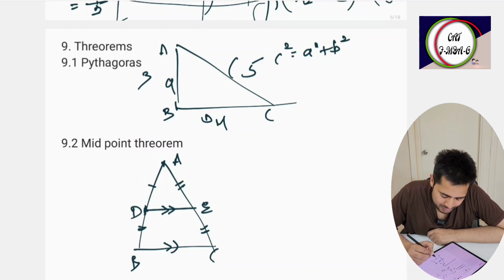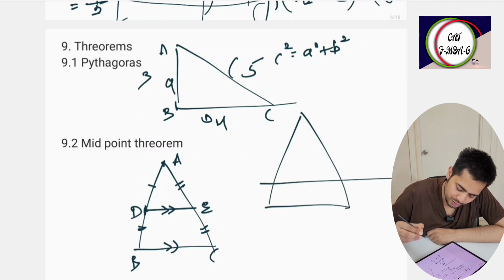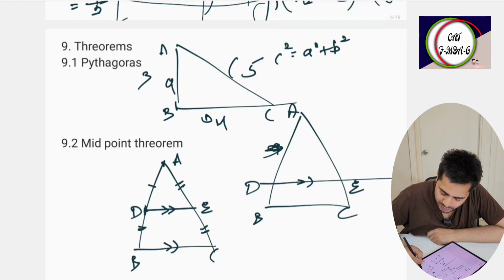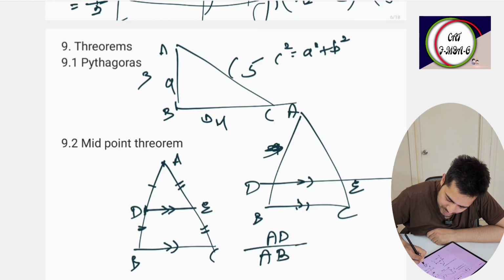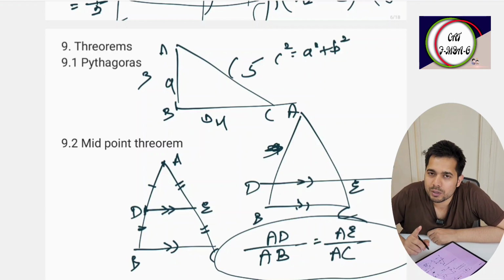not exactly vice versa. The thing is, let us say a triangle is there, and you draw a particular parallel line like this. So A, B, C, D and E. If DE is parallel to BC, then AD upon AB is going to be equal to AE upon AC. Okay, this is known as the proportionality theorem. This is also used in a lot of questions.